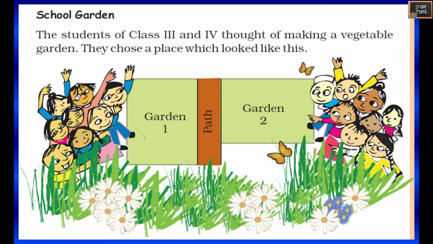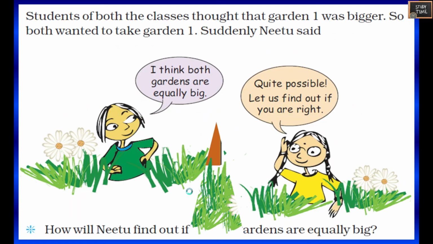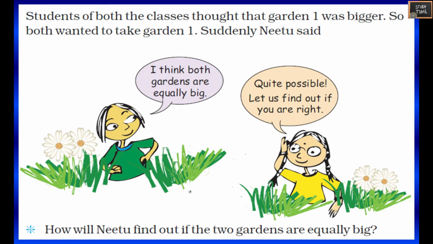Next, school garden. The students of class 3 and 4 thought of making a vegetable garden. They chose a place which looked like this. Students of both classes thought that garden 1 was bigger. So both wanted to take garden 1. Suddenly Neetu said, I think both gardens are equally big. So what do they do now? How will Neetu find out if the two gardens are equally big?